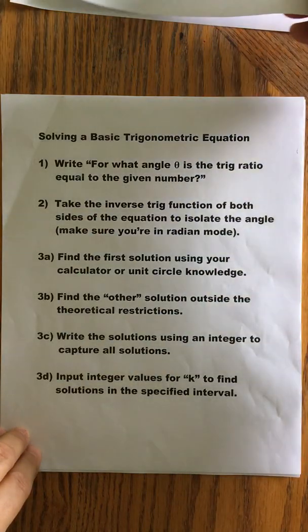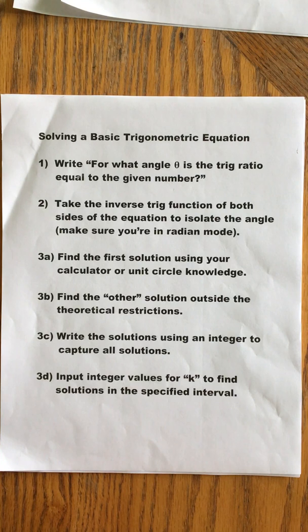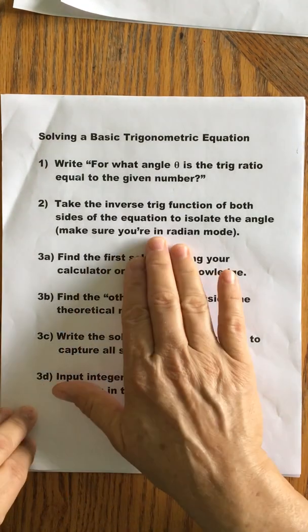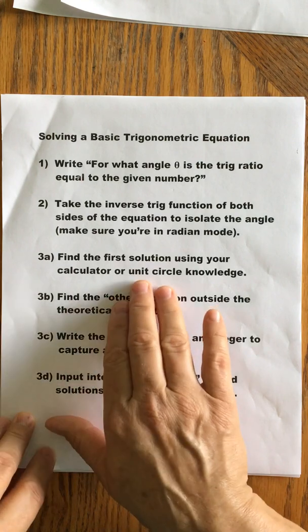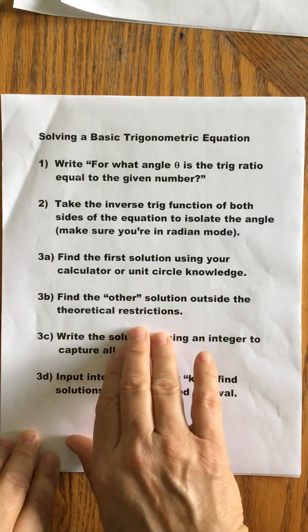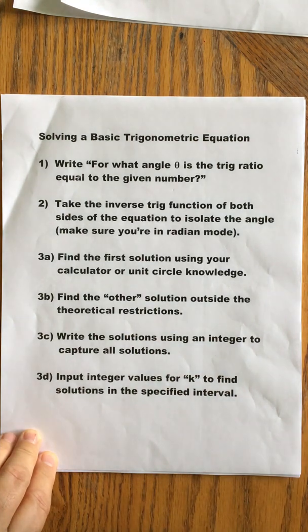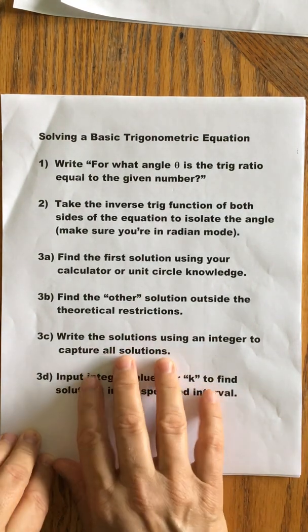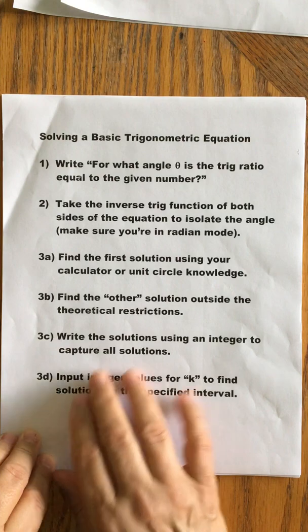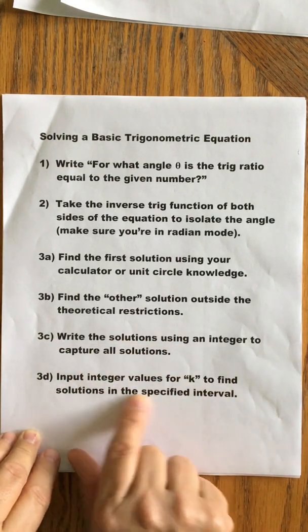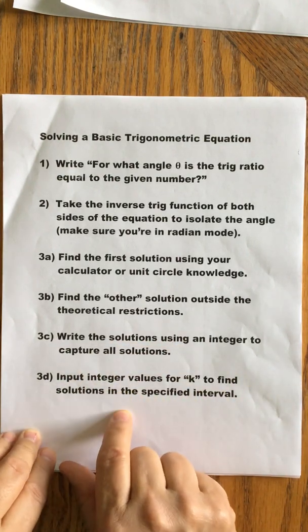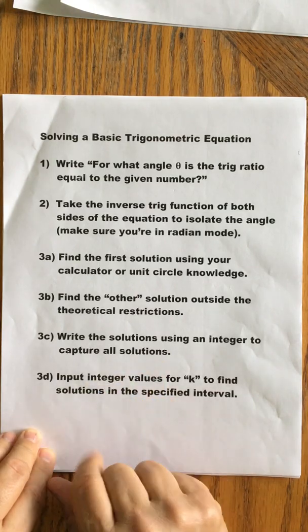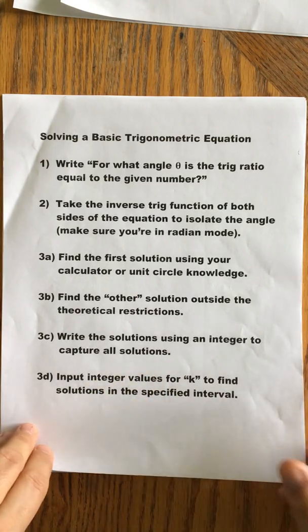So here's the process I use. I always ask myself, for what angle is the trig ratio equal to the given number? And it's understood you can only look within the theoretical restrictions. Then I take the inverse function of both sides. I find the first solution using the calculator. I find the other solution basically by visually drawing the unit circle. Then I write all the solutions, what I call the generator. And then if I have to, I put integer values into the generator to find solutions in the specified intervals. So we're going to look at that.